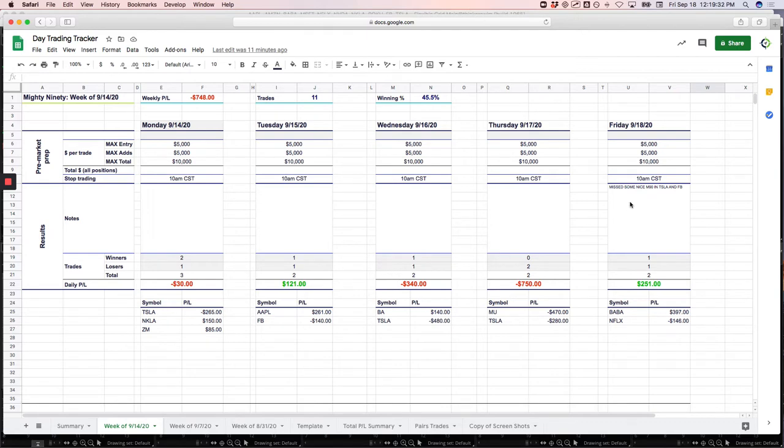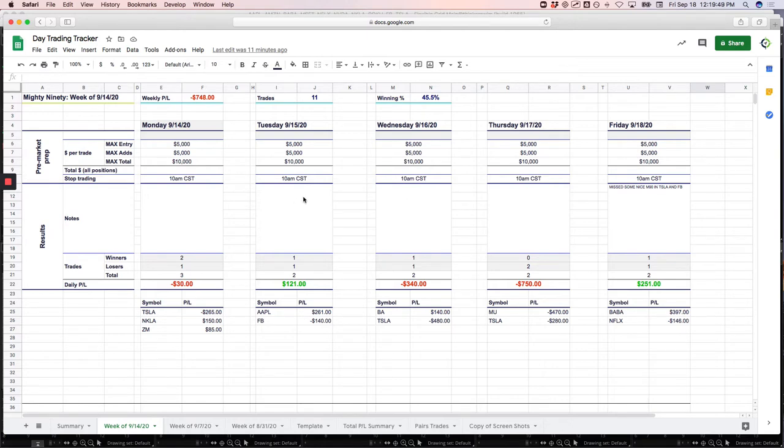Now, to be fair, we missed some nice ones today. I had an order in Facebook, just was being a little bit too conservative, trying to get a better entry, and it just ran away from me, so I never got filled. Same thing in Tesla. I was getting ready to put in an order, and it bounced real quick, and so I never got filled. Those both would have been super nice winners.